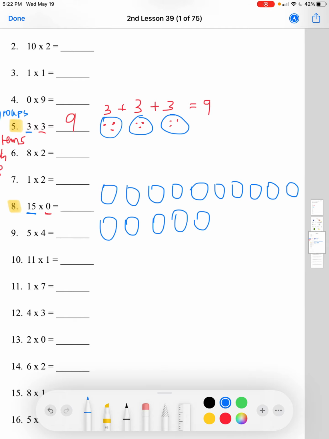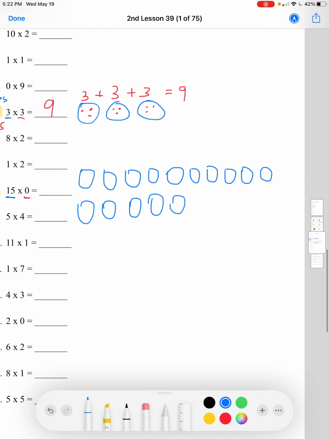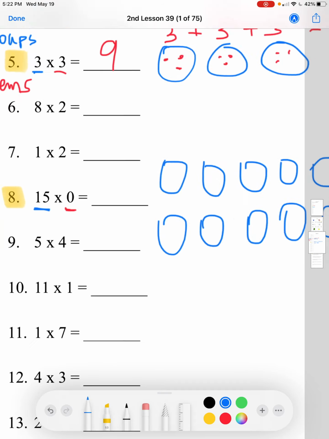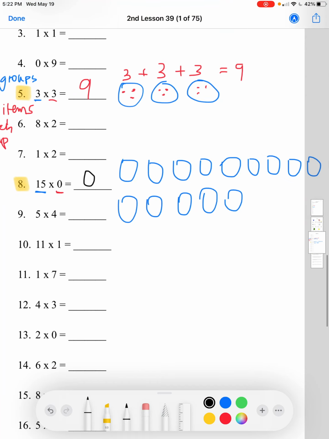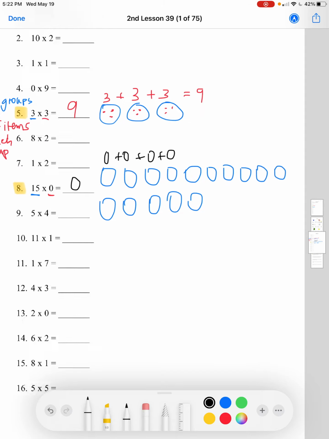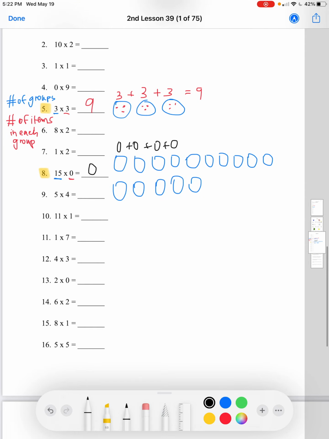So you have 15 groups and 0 items in each. We're just going to leave them blank, nothing. And now we count. There's nothing to count because there's nothing in each group. So the answer is just 0. You can add 0 plus 0 plus 0, 15 times. You're still going to get 0. So that's why anything times 0 is always 0. You're either going to have 0 groups or 0 items in each group. Either way, the answer would come out to be 0.